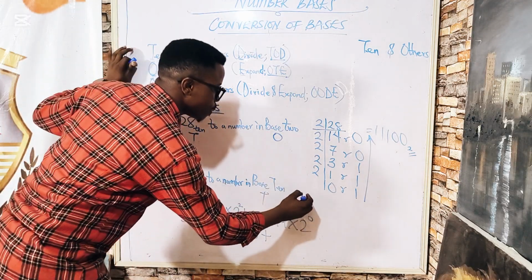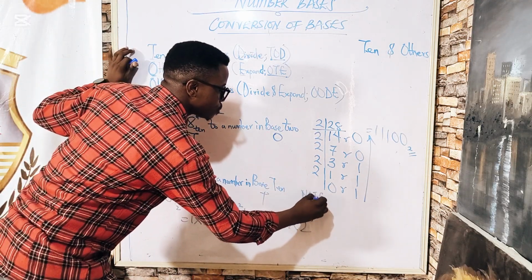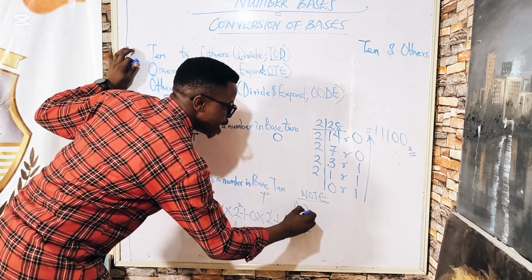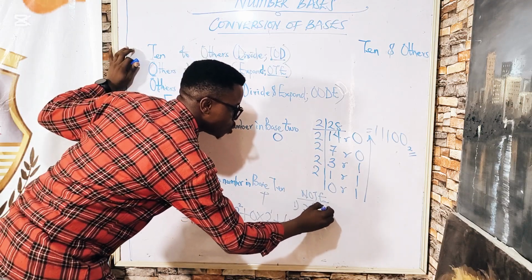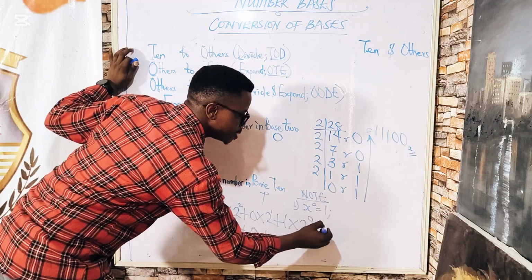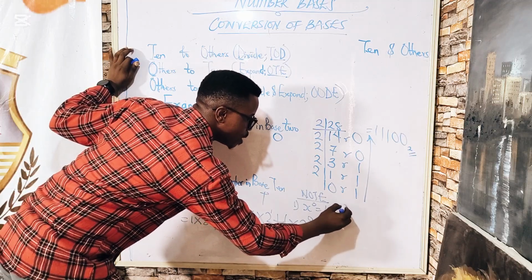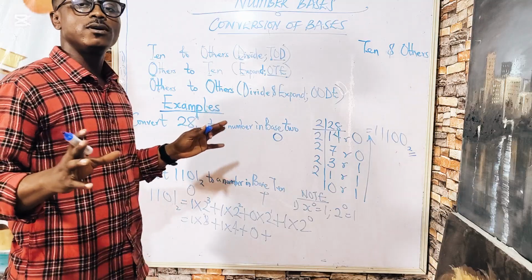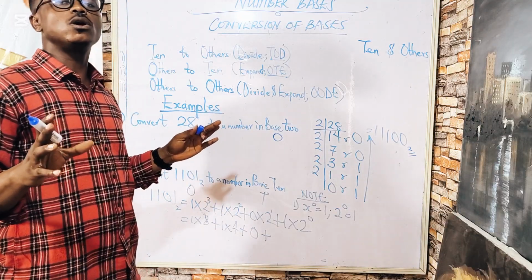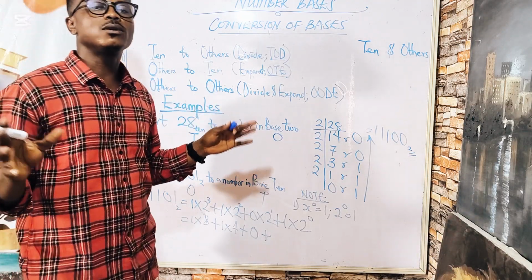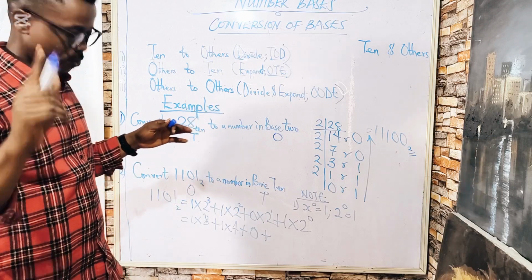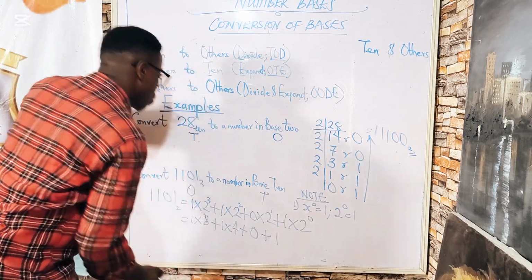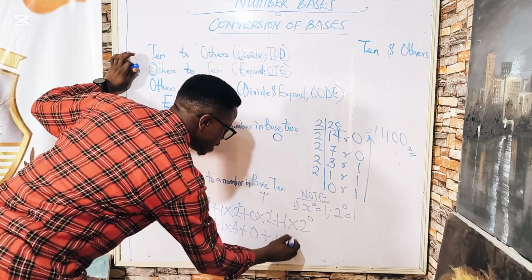Plus 1 times, now it is important you also note, according to the laws of indices, that x raised to power 0 is equal to 1. This implies that 2 raised to power 0 is equal to 1. Anything whatsoever, 5 raised to power 0 is 1, 10 raised to power 0 is 1, 1 billion raised to power 0 is 1. So 1 times 1 gives us what? 1.